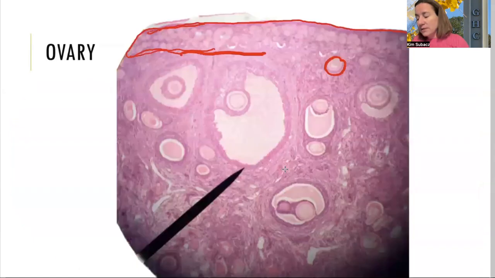So let's see if we can find it. Here's a really good one. This one right here, right smack in the middle. This guy's an excellent example of a tertiary follicle.